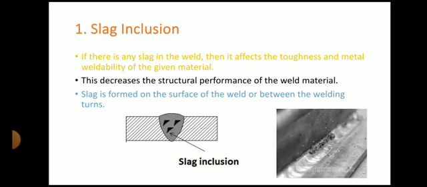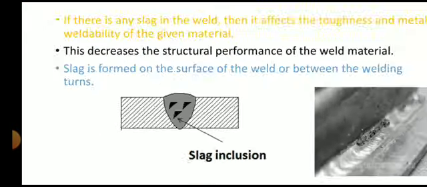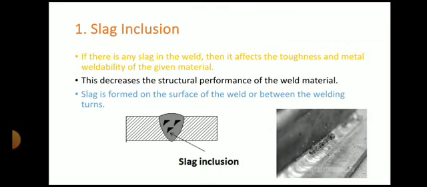Now we will discuss internal welding defects. The first internal welding defect is slag inclusion. If there is any slag in the weld, then it affects the toughness and weldability of the given material. Here you can see this is the slag, and it gets entrapped in the weld metal. This decreases the structural performance of the weld material.